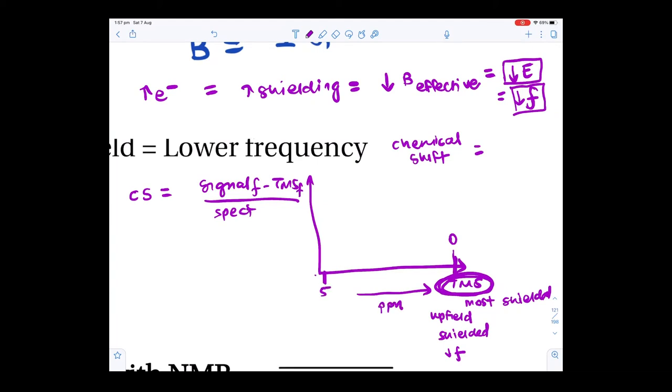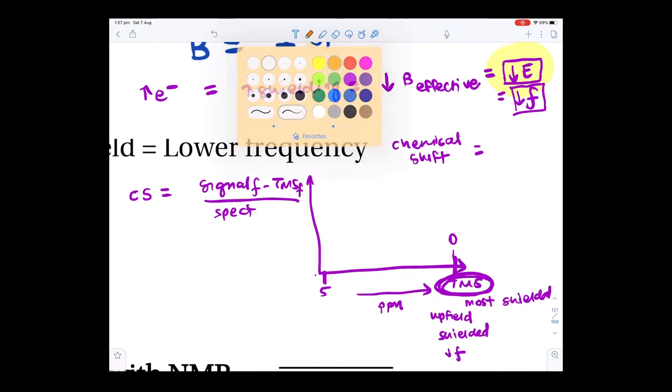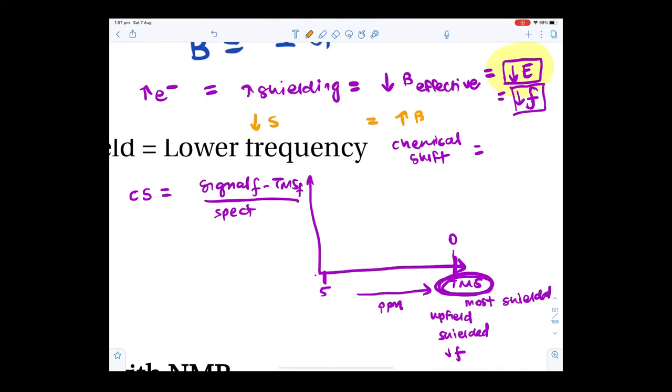So think about it. If we had a de-shielded environment, we'd need more energy to flip because the magnetic field strength will be stronger. So decreased shielding equals a greater magnetic field strength, right? And a greater magnetic field strength would result in more energy of a radio wave required and a greater frequency radio wave. So this will go up in value. And remember, TMS has a fixed frequency and the spectrometer frequency is also fixed. So this results in a larger chemical shift value, or the signal will now be moved downfield. To sum up, shielded hydrogen environments lie close to TMS, or upfield, and de-shielded environments lie downfield. Does that make sense?